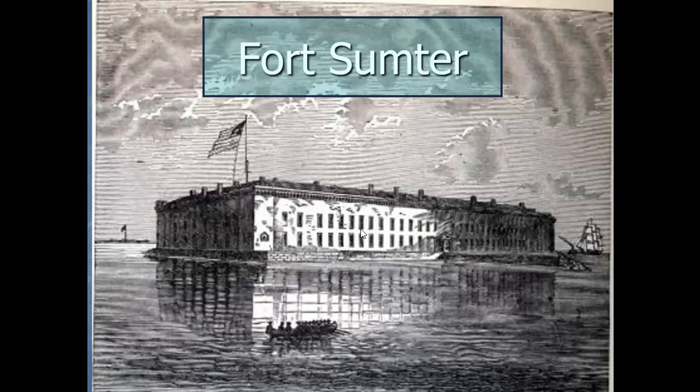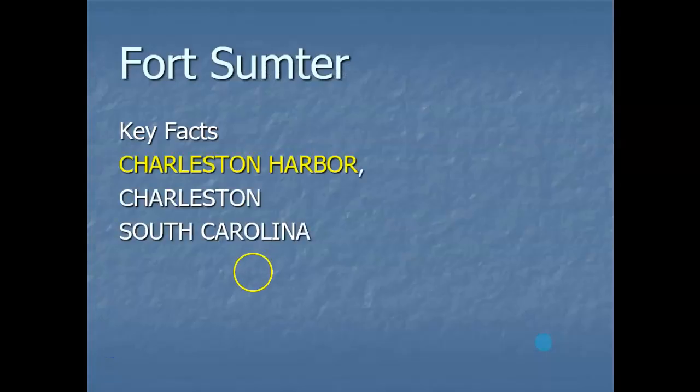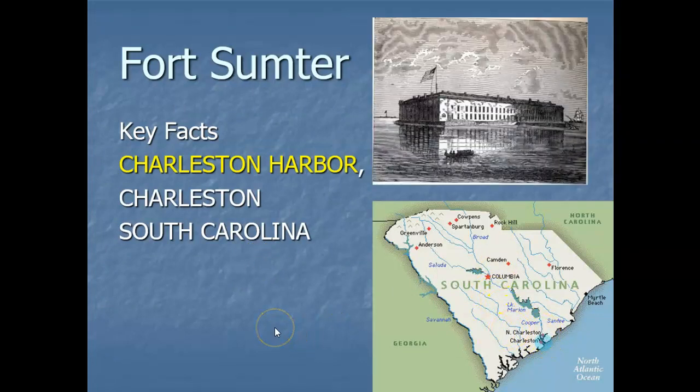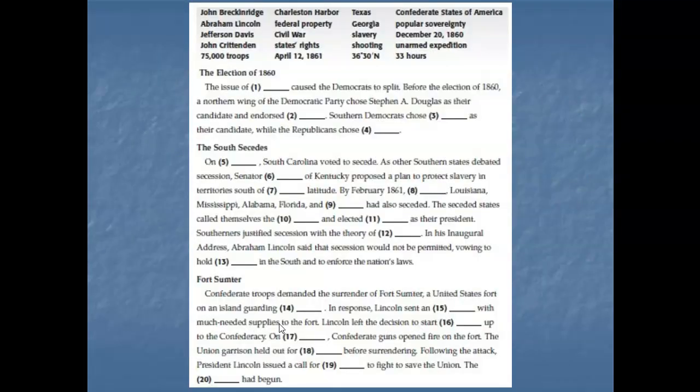When South Carolina voted to secede, the men loyal to the Union in the various forts around the city quietly evacuated to Fort Sumter, and there they were by themselves from Christmas Day all the way up until past Lincoln's inauguration and into the month of April. The next slide basically covers the same things I just mentioned. There it is in South Carolina, and you can see Charleston and where it's located. So let's get back to this. In response, Lincoln sends an unarmed expedition with much needed supplies to the fort.